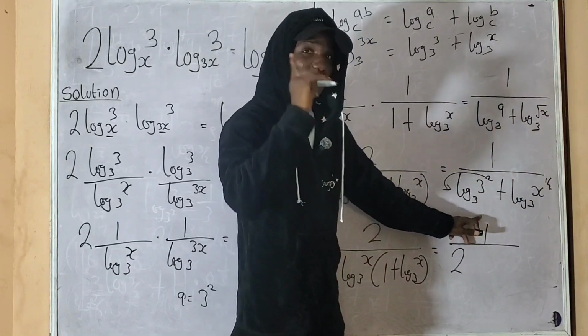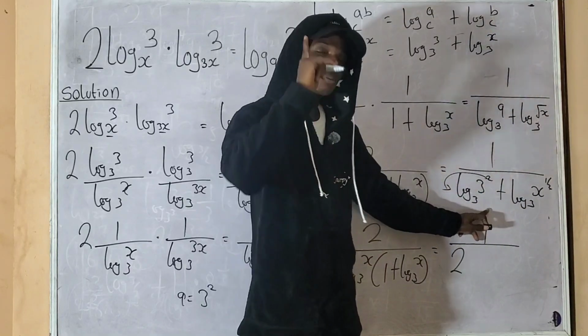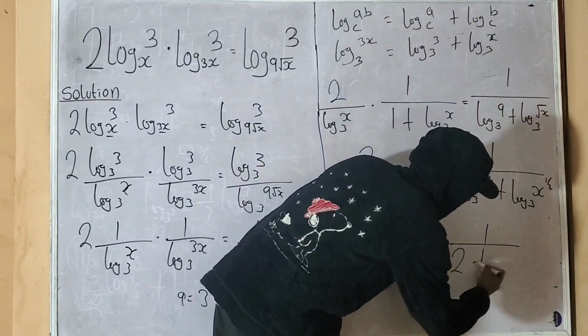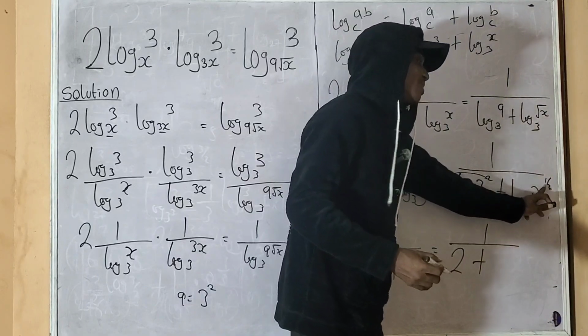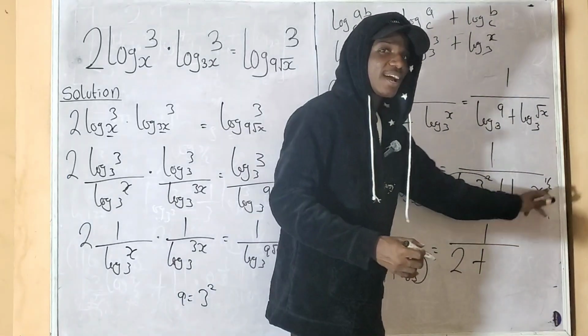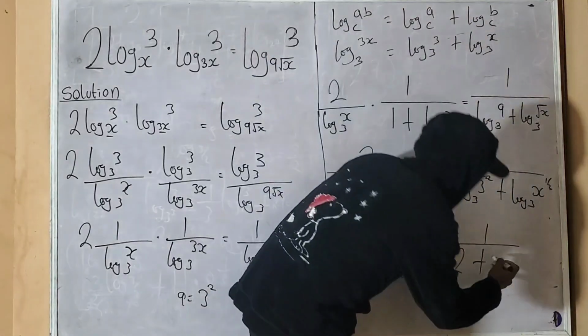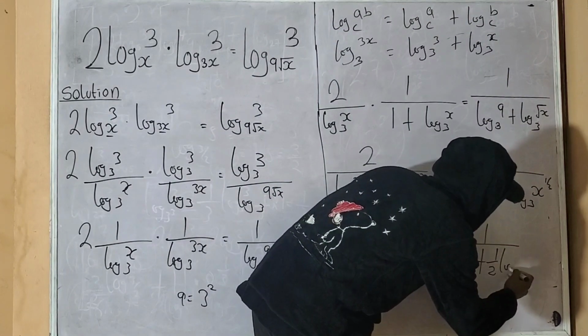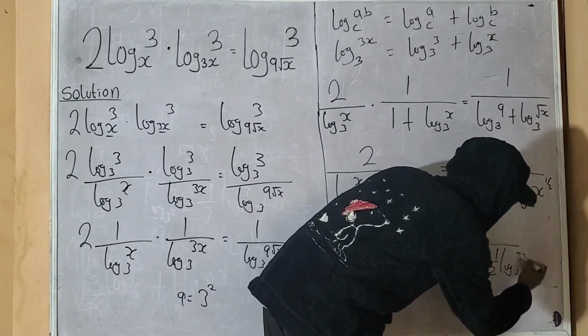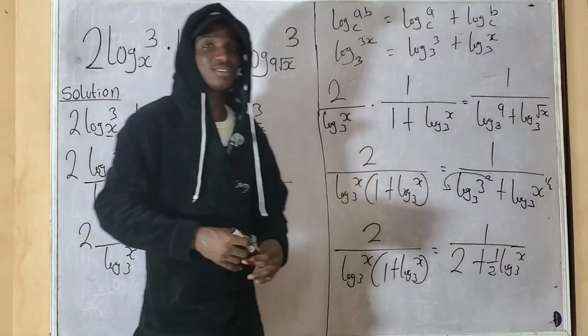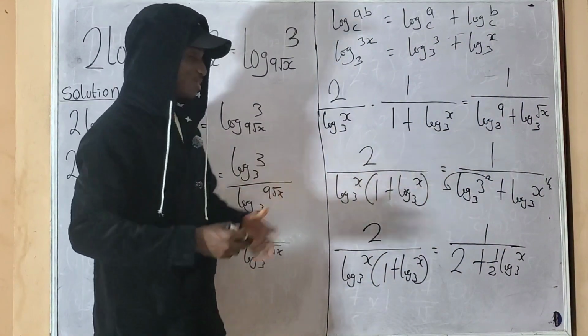And log_3 3 is what? 1. So I'm going to have 2 times 1, and 2 times 1 is 2. So I'm going to have 2 plus, now, because half is the power of x, and the log of a power is the product of the power and the log, I'm going to have 1 over 2 log_3 x. Are you following? Simple, just pay attention.